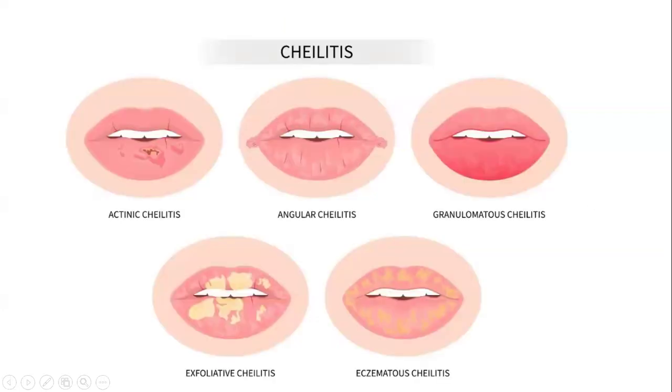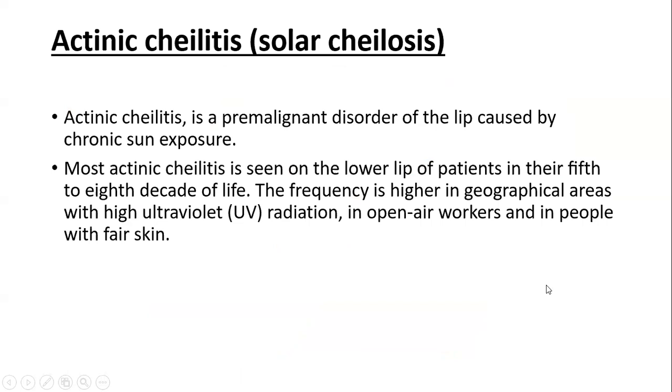This is a diagrammatic representation of a few common types of cheilitis: actinic cheilitis, mainly affecting the lower lip; angular cheilitis, which is primarily due to nutritional deficiency; granulomatous cheilitis, in which there is swelling of the lips; exfoliative cheilitis, which is mainly iatrogenic or psychological; and eczematous cheilitis due to several contact allergens. So first, actinic cheilitis or solar cheilosis.